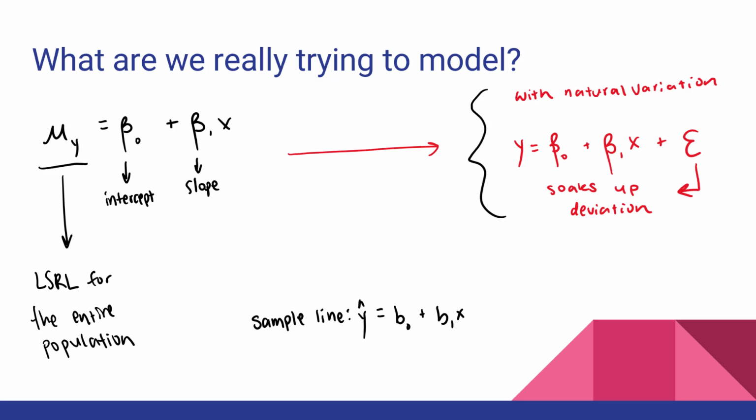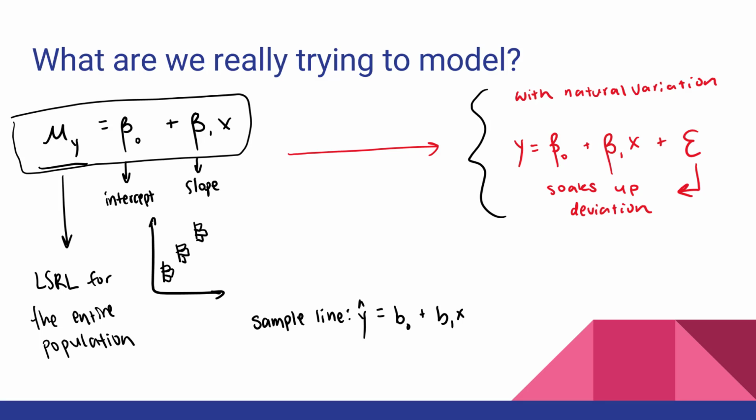So here is our population LSRL. Instead of y hat, we have mu y is equal to beta 0 plus beta 1 x. Our beta 0 is the y-intercept and beta 1 is the slope. What mu y represents is the mean y value for that x value. So back to our mini histogram graph, when we plug a number into our population LSRL, we're giving the equation a location for the x value. We're telling it which mini histogram to look at, and ideally, it will pop back out the mean of that histogram.